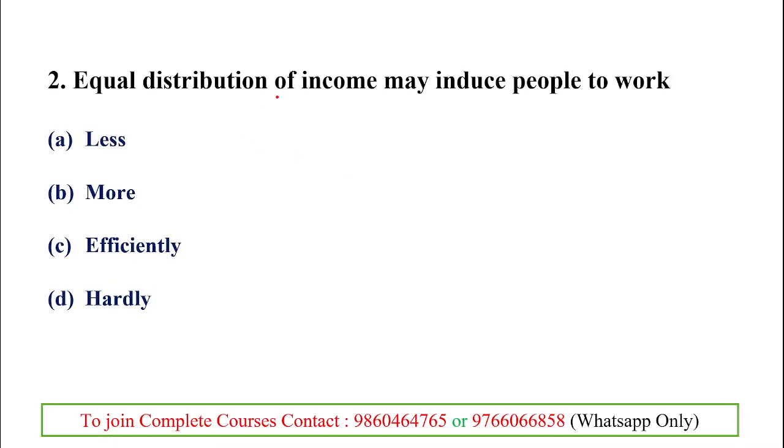Okay, the next question is related to whether equal distribution of income may induce people to work. Equal distribution of income means that for every work, the producer gives an equal share of income to the labor, and whether it causes less, more, or efficient or hard work from the labor. We know that equal distribution of income causes the employees to work less. Because all workers need more and more money for their work, equal distribution of income causes them to work less, or not work hard. Okay, so the answer is less.